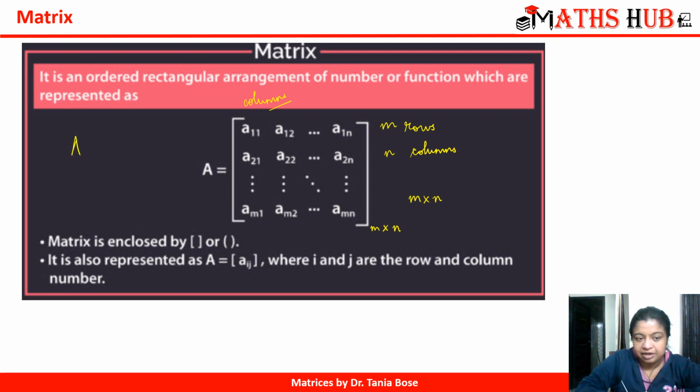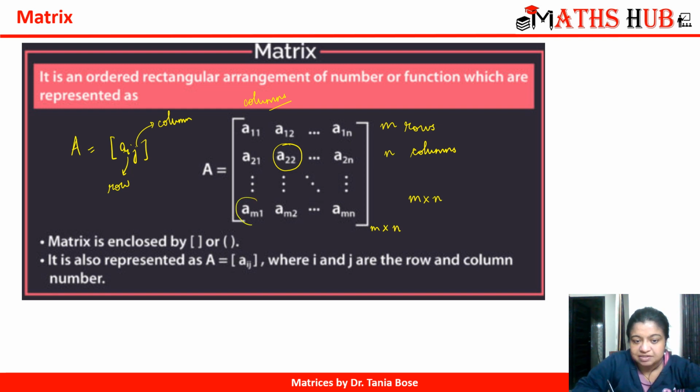So when we say that a matrix A is equal to Aij, what do i and j represent? i represents the row number and j represents the column number, right? So for example, if I have to represent this element, you can see that A22 is lying in the second row and in the second column, right? So the first two is representing the row number, the second two is representing the column number.